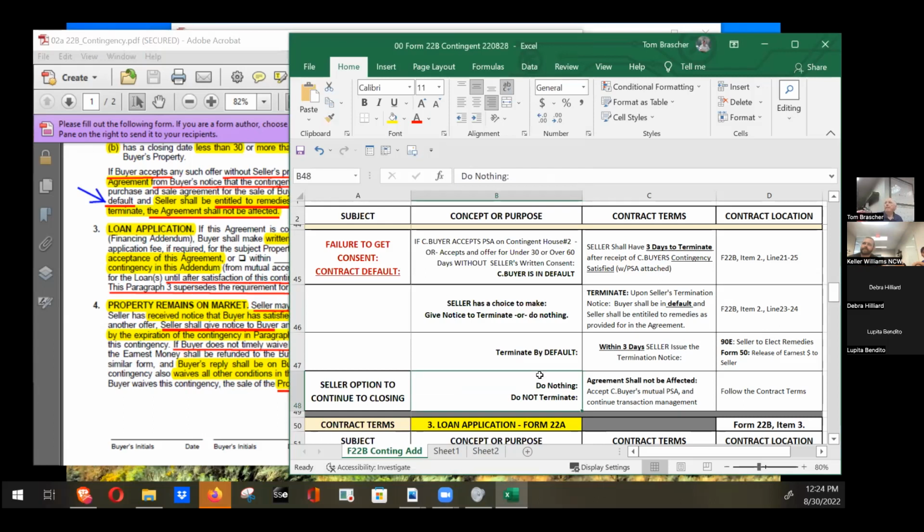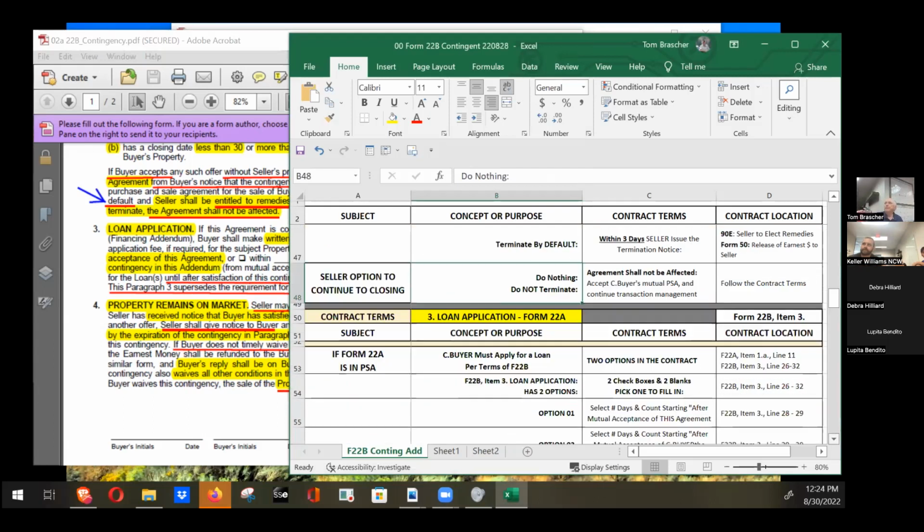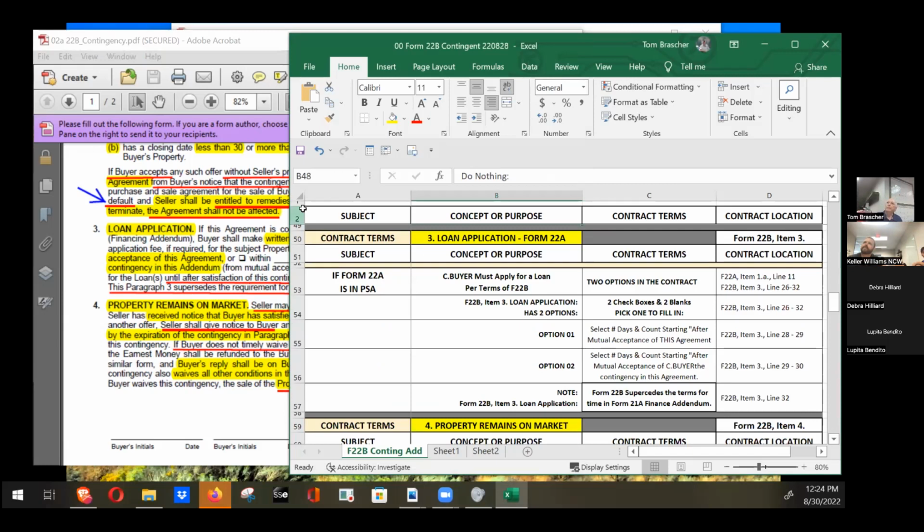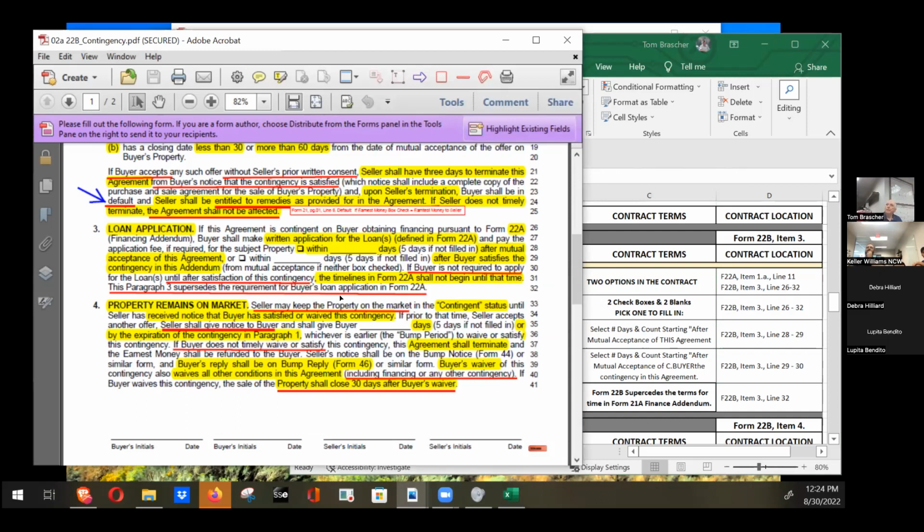So 22A. You got two options. They're defined in 22A, item 1A, and on 22B, lines 26 and 32. There's two boxes that you can choose, option 1 and option 2. This is where you found them in 22B, and I put in here very clearly that Form 22B supersedes the terms and times of the 22A finance addendum, and it's written on line 32. There's line 32. It's written there.